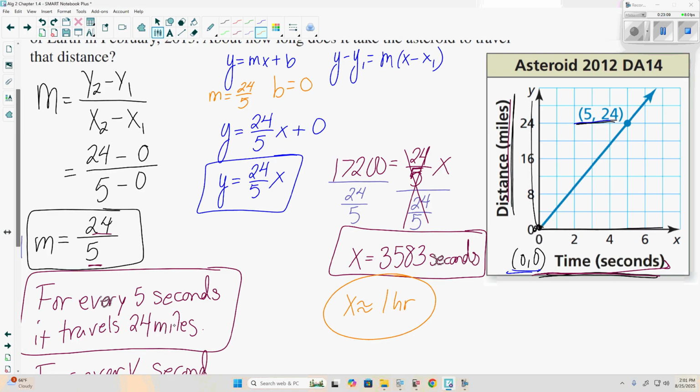But I say that and do those calculations so we get an idea of kind of how fast this is. We know that being able to travel 17,200 miles in an hour is quick, but that kind of gives us an idea of how quick that is. So questions on finding the slope, interpreting the slope, finding the equation of a line, or solving this here. We're going to look at another one.